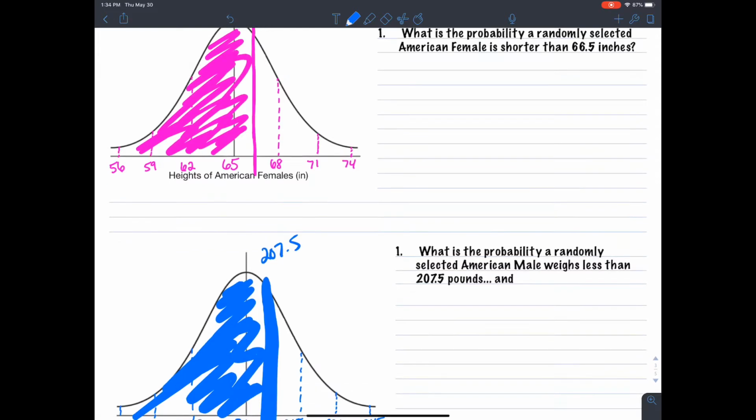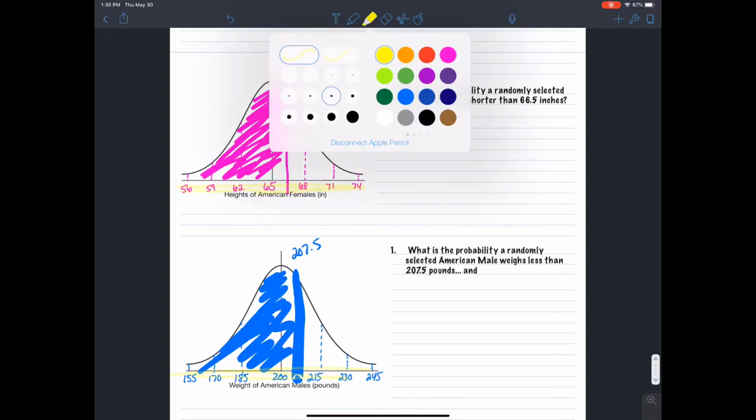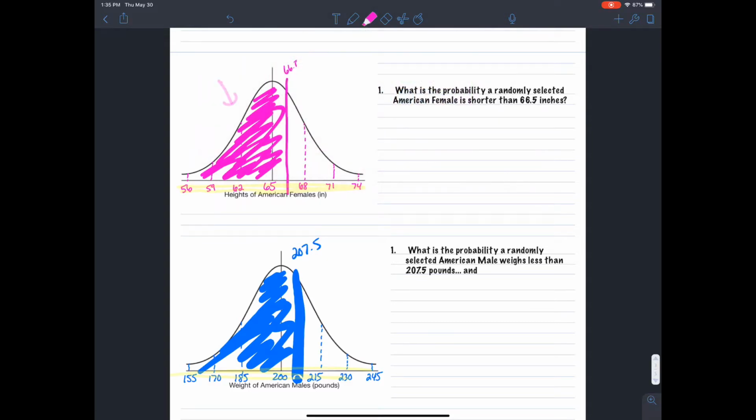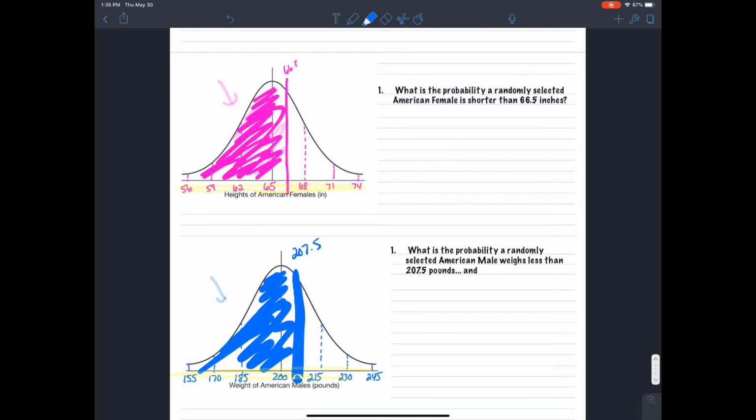But what I'd also ask you to see is that these two pictures look almost exactly the same. The only thing that is different is the numbers that I've used on the x-axis. But what I would ask you to see is this area here that I've highlighted in pink or magenta looks almost exactly the same as the area here that I've highlighted in blue.